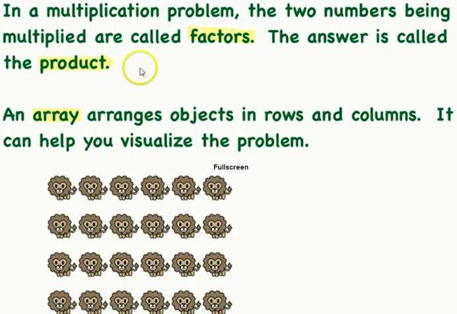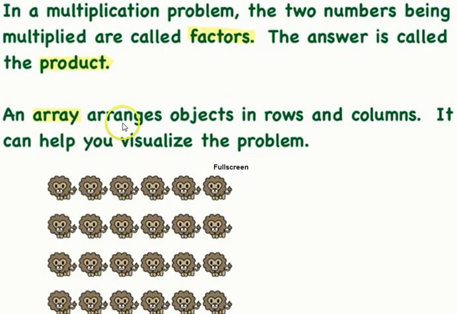In a multiplication problem, the numbers being multiplied are called factors. The answer is called the product. So sometimes you might see it written asking for the product. You know that you have to multiply to get a product. The two numbers that you multiply together, again, are the factors.